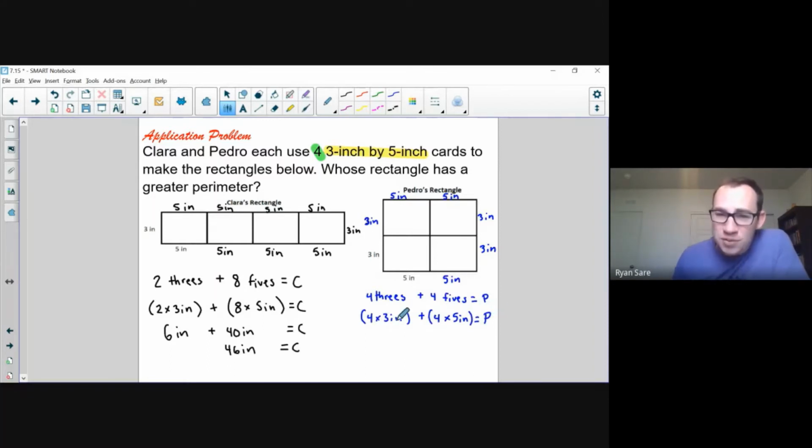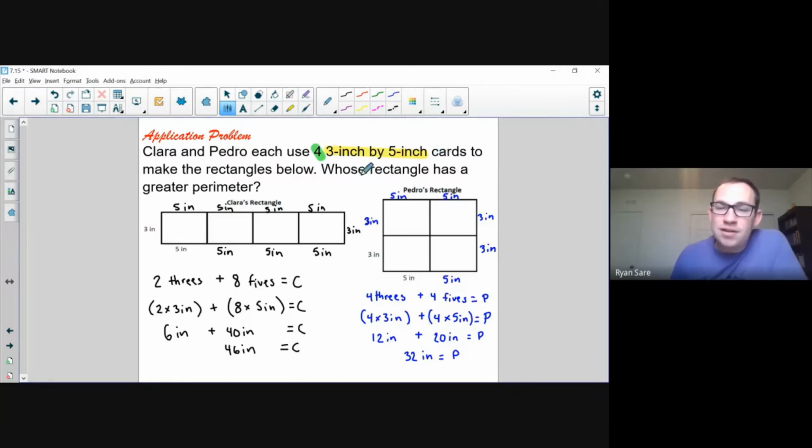Let's do 4 times 3. We have 4, 8, 12. So 12 inches plus, I'm going to count my 5s here. I like 5s. 5, 10, 15, 20. Plus 20 inches is equal to the perimeter of Pedro's. And this is going to be 32 inches. And that's equal to Pedro's rectangle.